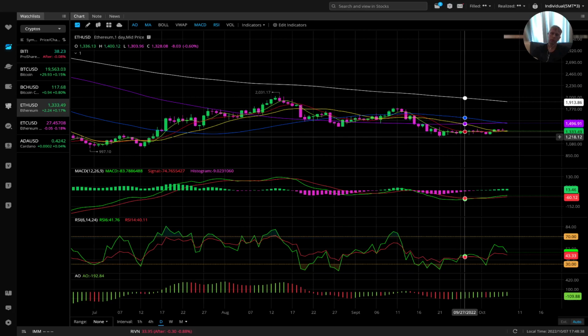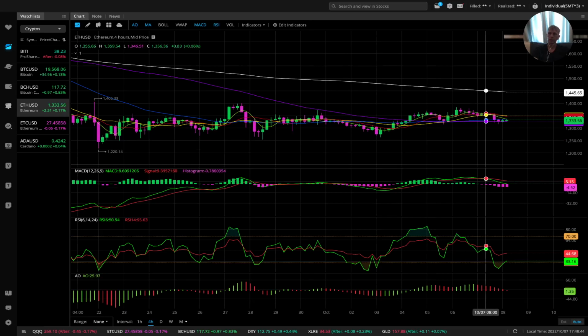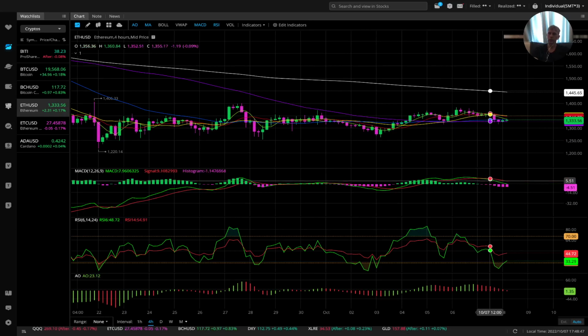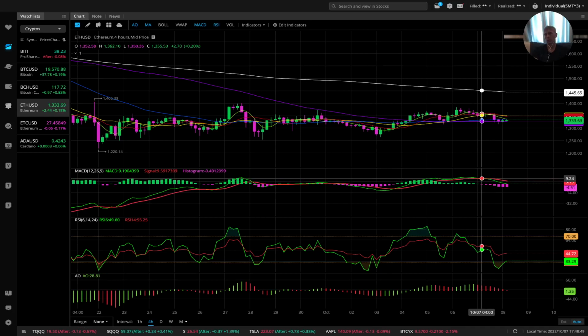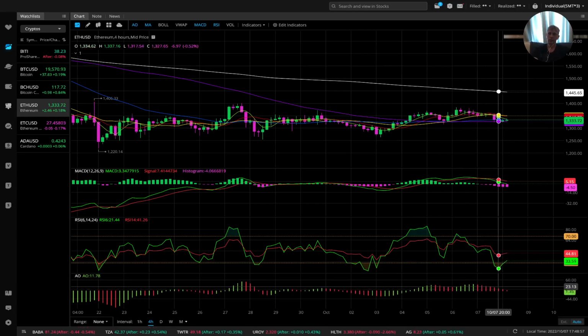It wants to stay bullish. Let's move to 4 hours. It is in a bearish trend on 4 hours. MACD confirmed bearish crossover. Same on RSI. It's oversold. And also oscillator is in the bearish direction.